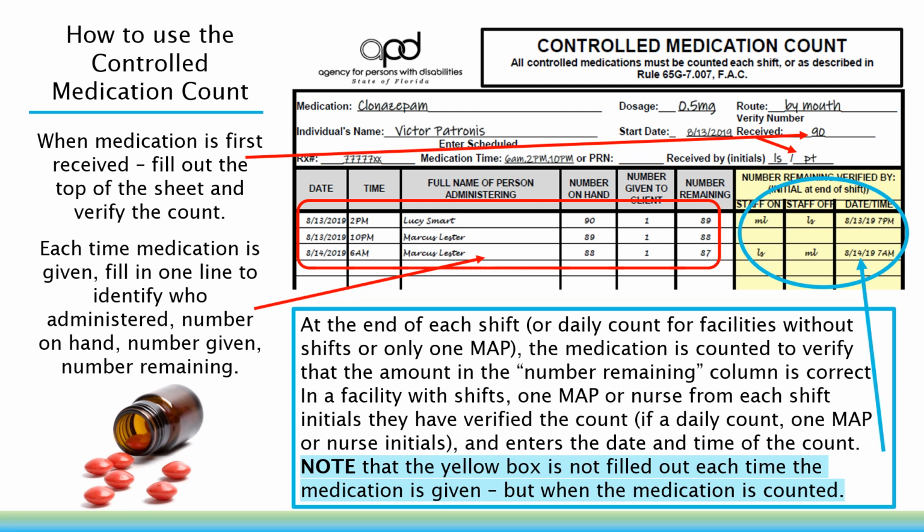At the end of the shift, or daily count for facilities without shifts or only one MAP, the medication is counted to verify the amount in the number remaining column is correct. In a facility with shifts, one MAP or nurse from each shift initials that they have verified the count. If a daily count, one MAP and or nurse initials, and the date and time of the count. Note, the yellow box is not filled out each time the medicine is given, but when the medicine is counted.